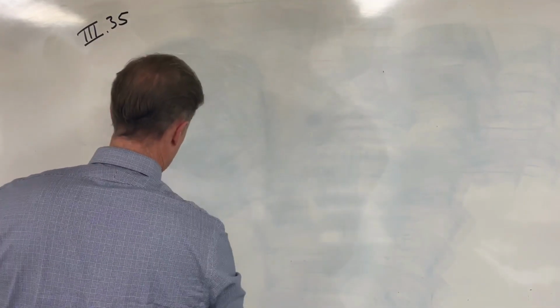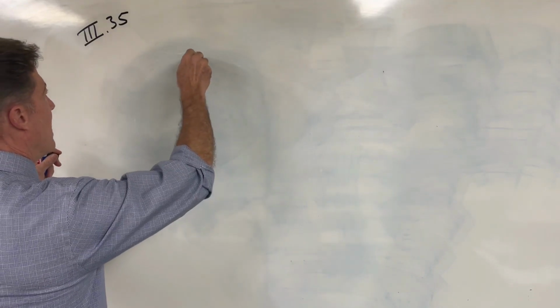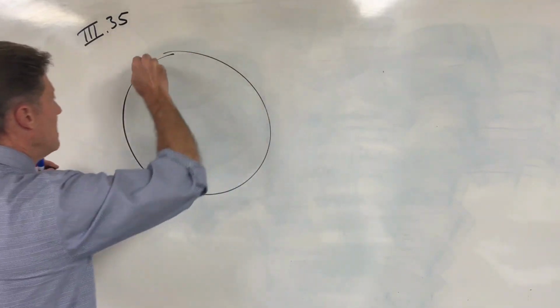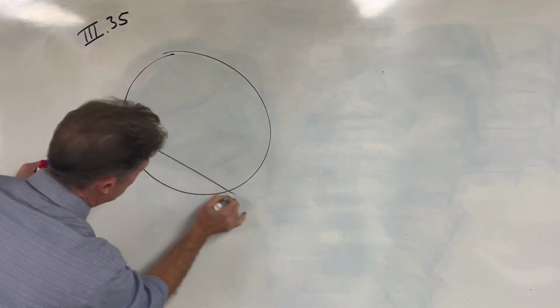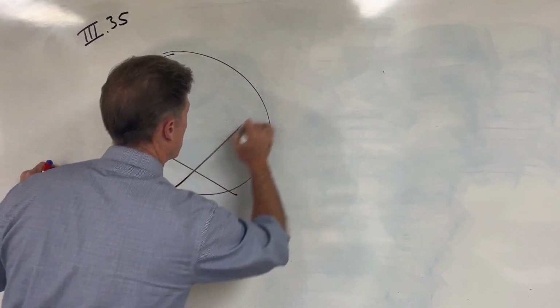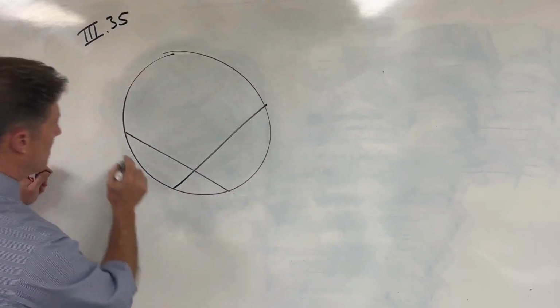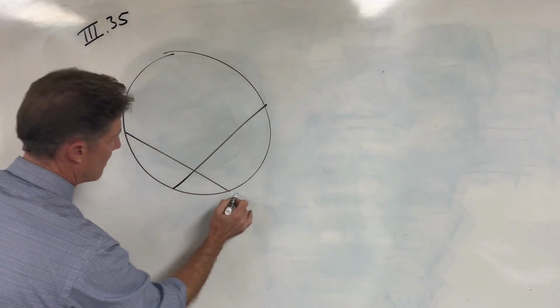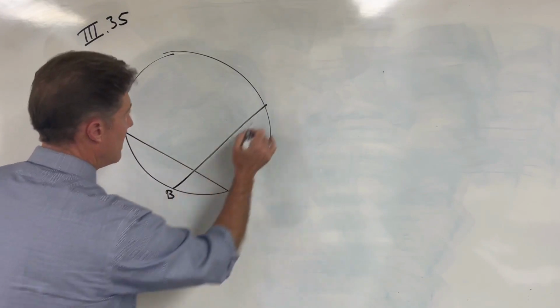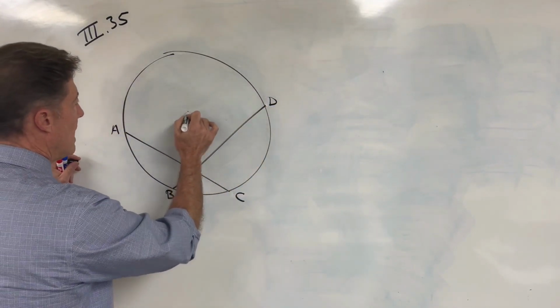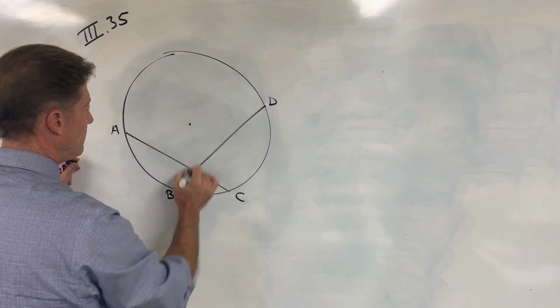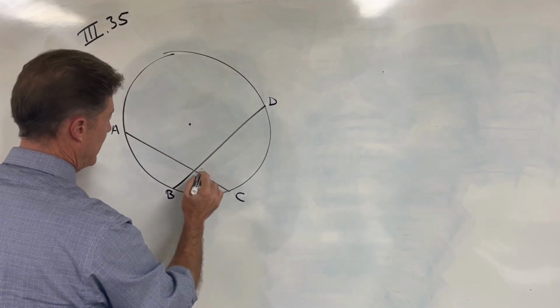So they cut somewhere else. How do we prove that? Well, it's a little more work, but we can do it. So let's say they look more like this, where they cut each other not near the center. So we have AC and BD, and they cut each other not at the center of the circle, but rather here at point E.